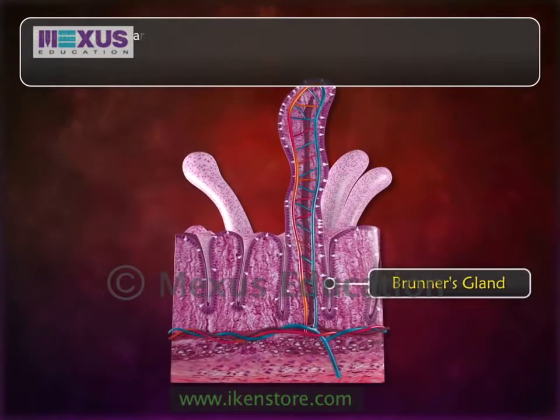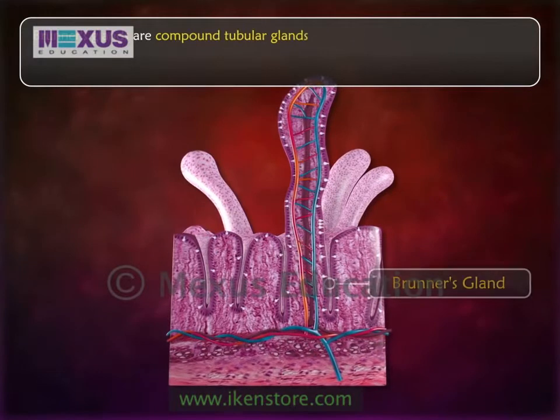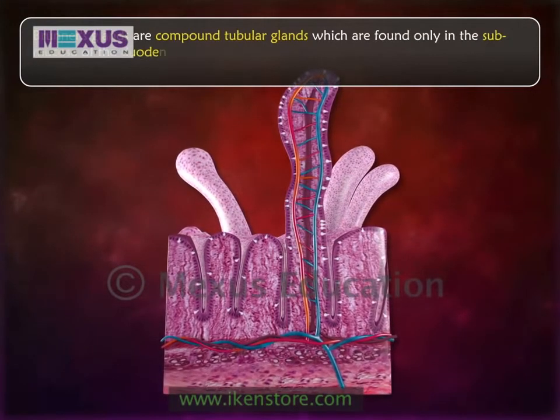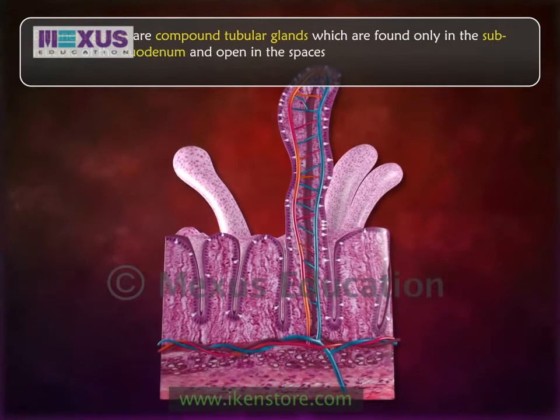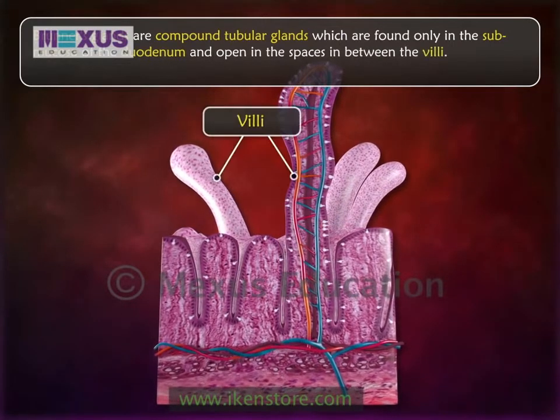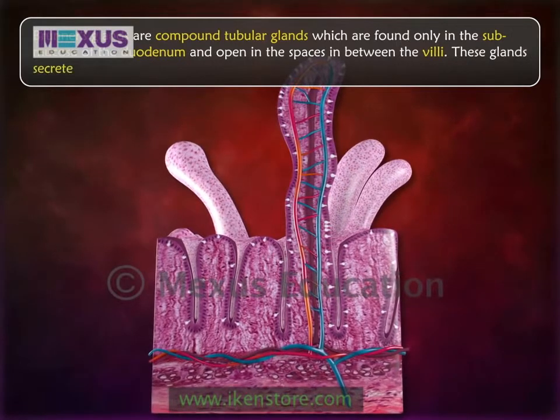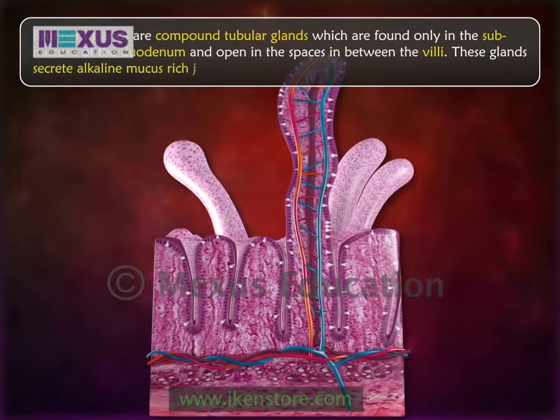Brunner's glands are compound tubular glands which are found only in the submucosa of the duodenum and open in the spaces in between the villi. These glands secrete alkaline, mucus-rich juice.